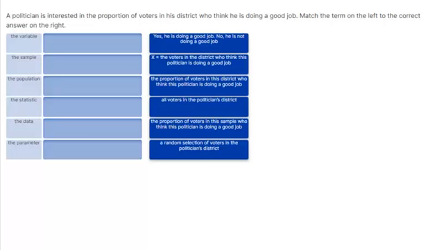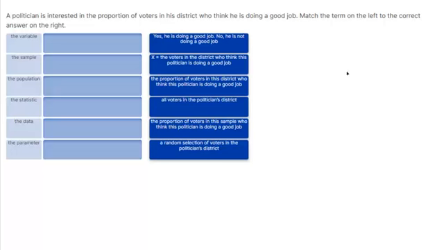A politician is interested in the proportion of voters in his district who think he's doing a good job. So we're supposed to match these terms. Right there, before I even look at the options, the politician is trying to find out how many people in his district think he's doing a good job.